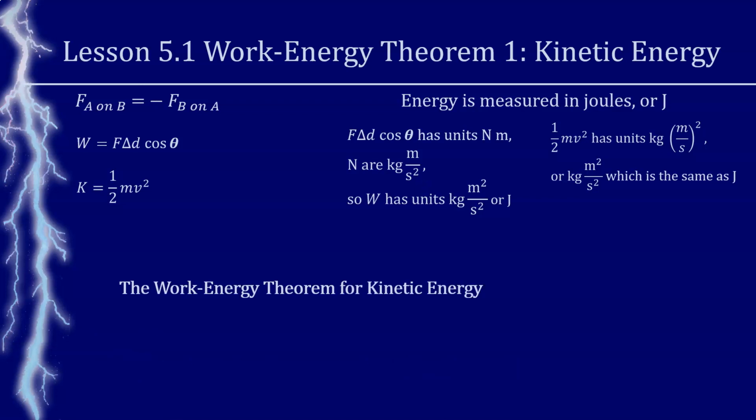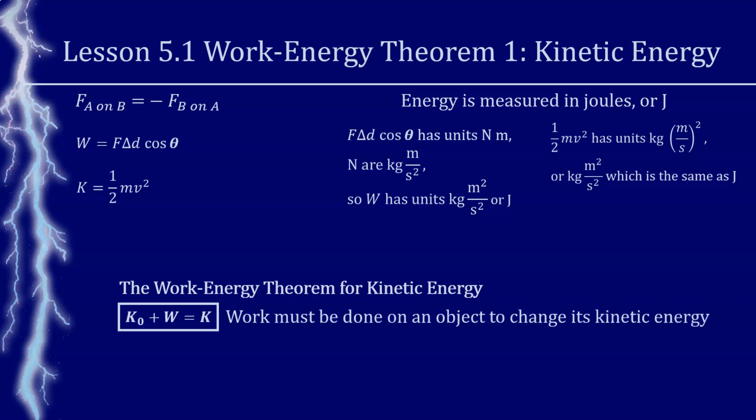We've arrived at the point of the lesson, the work-energy theorem for kinetic energy. Now we know the definition of energy. The definition of kinetic energy is just energy expressed through velocity. And we know work is what changes energy. And we've already derived this equation. The original amount of kinetic energy plus the work done on our object is going to equal our final amount of kinetic energy. And what are we saying here? We're saying that work must be done on an object to change its kinetic energy. That's the work-energy theorem for kinetic energy.